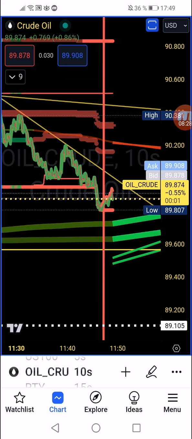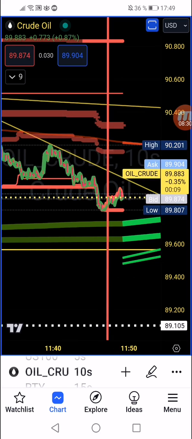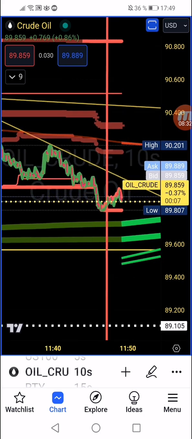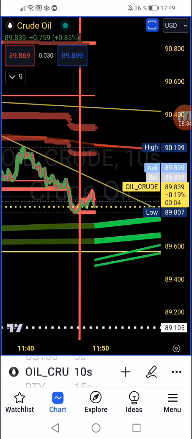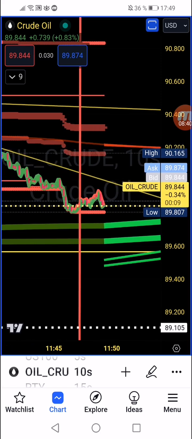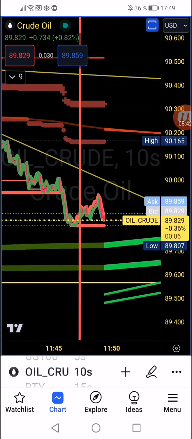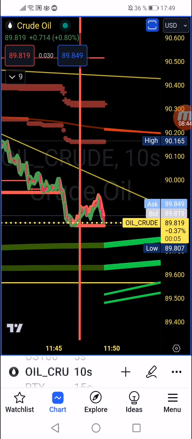And now we wait here, you see. So in the 10-second chart, the market is coming down. I know exactly. I don't do anything. I just have to wait. I want only to buy. Why? Because the indicator tells me buy.